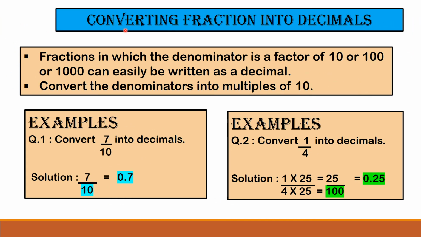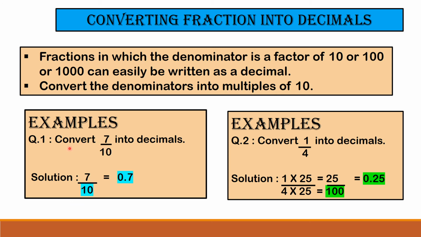The reverse, converting fractions into decimals. Fractions in which the denominator is a factor of 10 or 100 or 1000 can easily be written as decimals. To change into a decimal, you have to convert the denominator into 10 or multiples of 10.